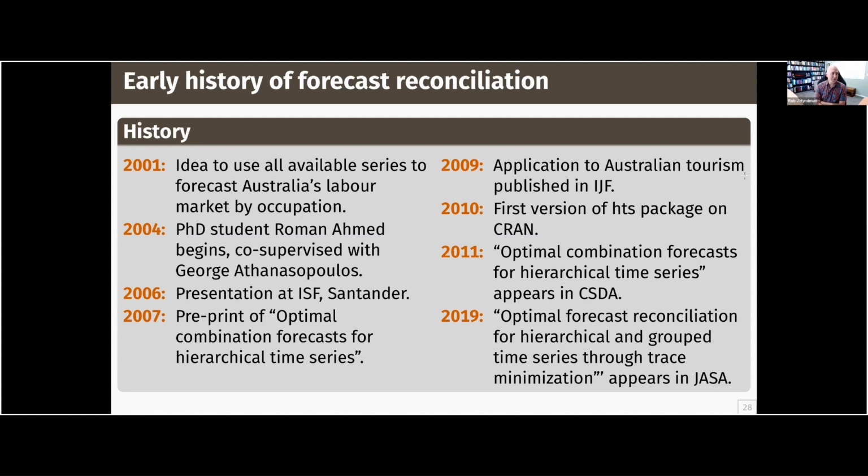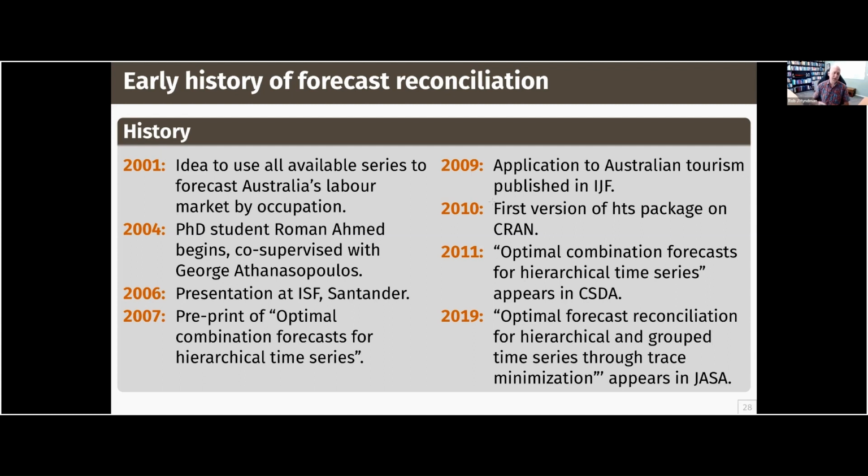We did an application paper on Australian tourism, which got published in 2009 in the IJF, but the methodology still wasn't available. So the methodology, which underpins the application, was not published. The application paper was in 2009. And we had written some software, so I put the software on CRAN, software we call hts. And almost immediately, organizations around the world started using it. And within about a year, I estimated there were thousands of organizations using this approach to forecasting large collections of data, but still the methodology wasn't published. Eventually in 2011 it was.